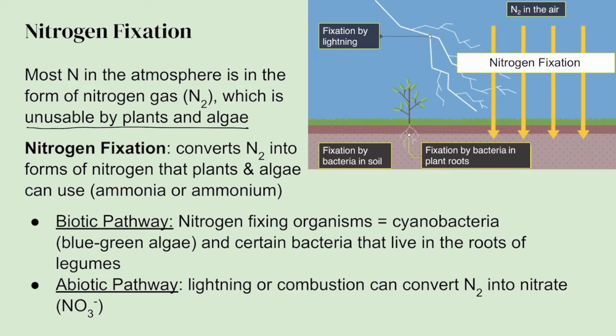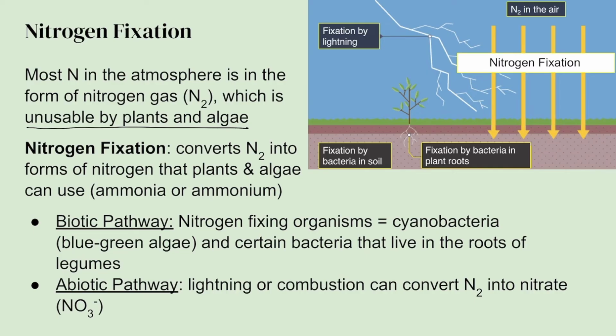So plants and algae need to take in nitrogen. That is the way that plants get nitrogen. That's also the way that herbivores and other consumers take in nitrogen. They have to eat plants in order to get it. But N2, nitrogen gas, is unusable. So what has to happen in order for plants and algae to take in nitrogen is a process called nitrogen fixation.